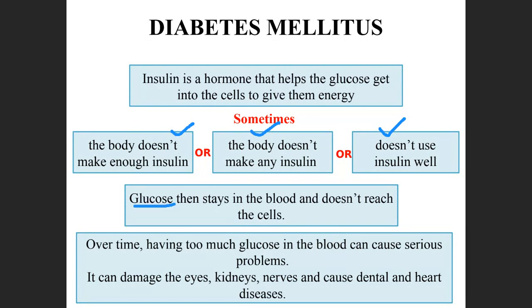The glucose fails to go into the cells and it remains in the blood and leads to increased blood glucose levels, which is denoted as diabetes mellitus. Now, prolonged increased levels of glucose in the blood lead to other serious effects. It can damage the kidneys, the eyes, the nerves, and it can lead to other dental and heart problems. That is why it is necessary that the glucose present in the blood distributes itself into the cells to provide them energy.